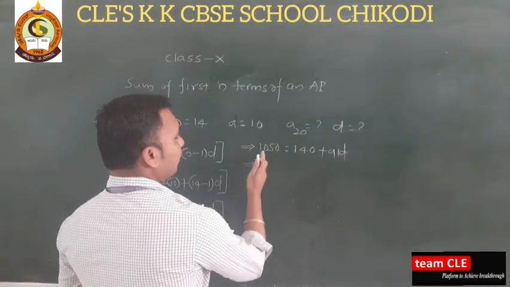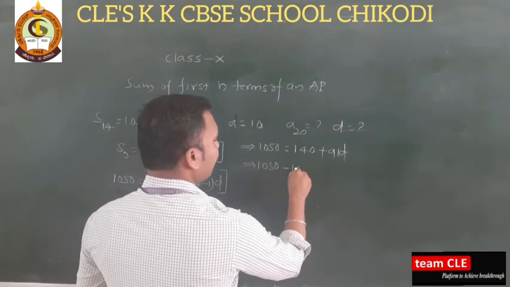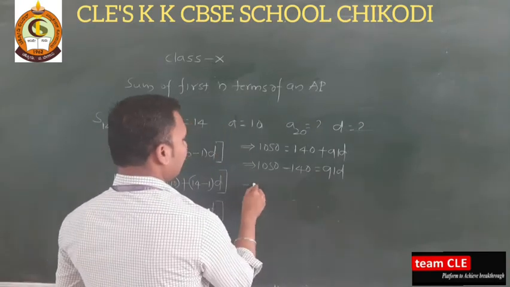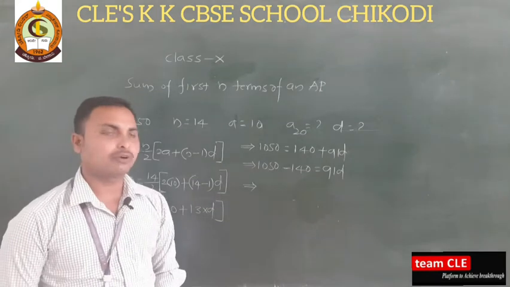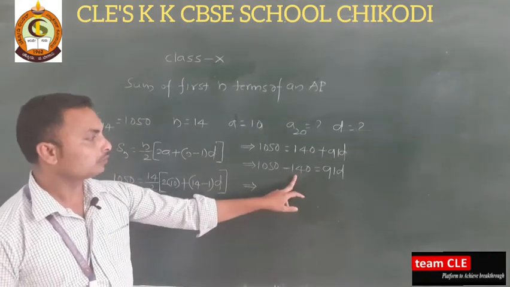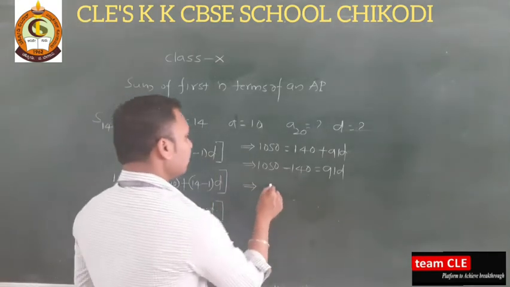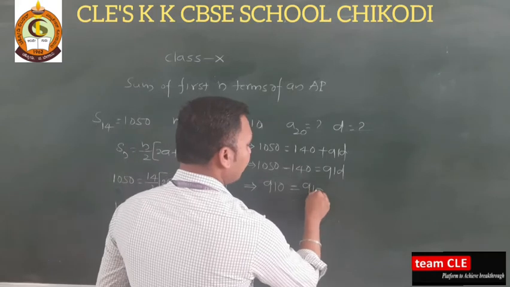So this time you can take this to this side, 1050 minus 140 is equal to 91D. Okay. Now next step, 1050 you can minus 140. How much will you get? 910 you will get. So 910 is equal to 91D.